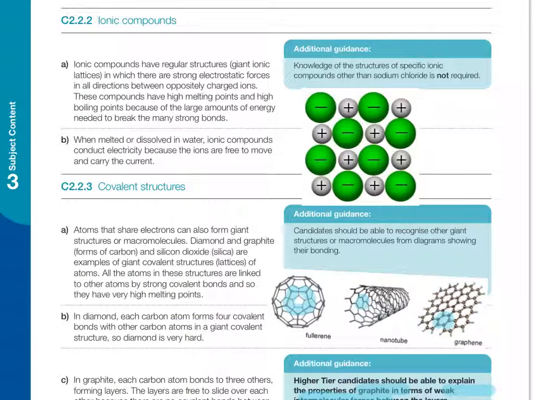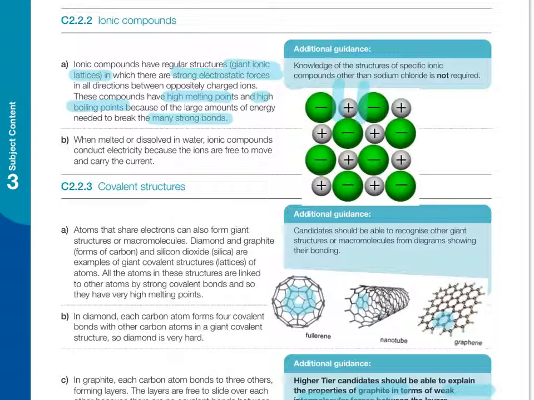Now that we've looked at covalent in terms of simple covalent and giant covalent, let's come back to the ionic compounds. We said that the ionic compounds make giant ionic lattices because there are strong electrostatic forces. These strong electrostatic forces are the attraction between positive and negative ions. Because they're so strong, that means that the compounds are going to have high melting points and high boiling points, because you're going to need a lot of energy to break the many strong ionic bonds. So just like in your giant covalent, lots of strong bonds, it's going to take a lot of energy to break them, and therefore you're going to have high melting points and high boiling points.